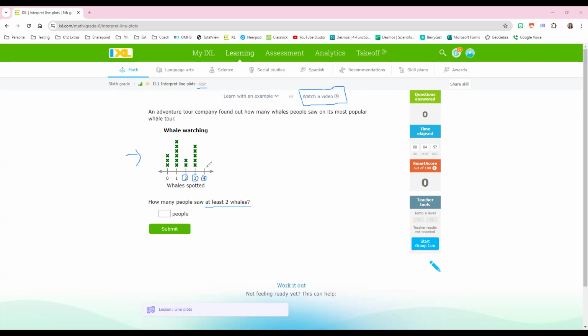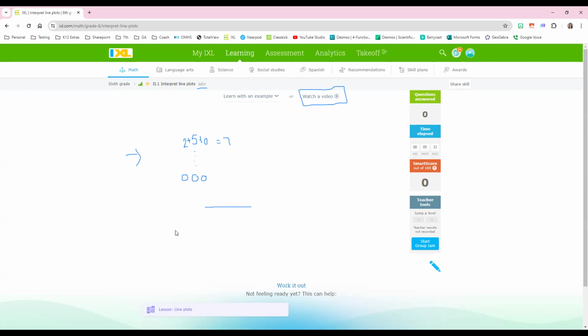So now I need to tally this up. Remember that every single dot, or in this case, every single X, represents an answer. So we have 2 people that saw 2 whales, and then we have 1, 2, 3, 4, 5 people that saw 3 whales, and then nobody saw 4 whales. If we want to give our total here, we're going to add these up. 2 plus 5 plus 0 is 7. So our answer would be 7 people saw at least 2 whales.